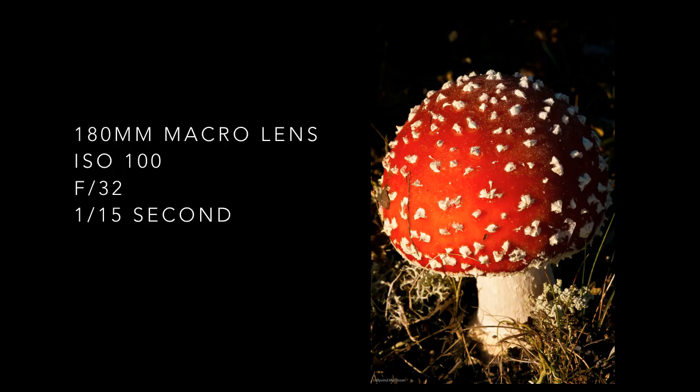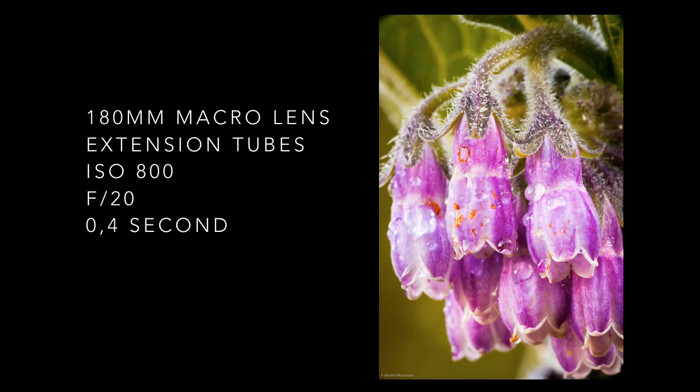This fly amanita mushroom is taken in early morning sunlight on a frosty September morning at Dovrefjell in Norway. And sometimes natural light is the best light source. I photographed these beautiful flowers with my macro lens and my extension tubes. The tubes enable me to get closer and get a better magnification.